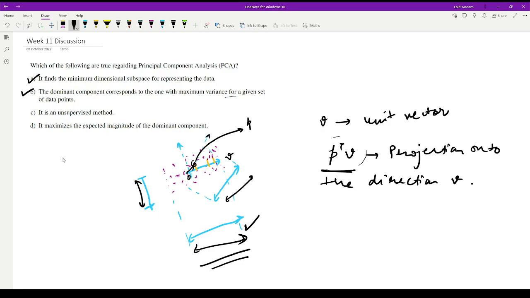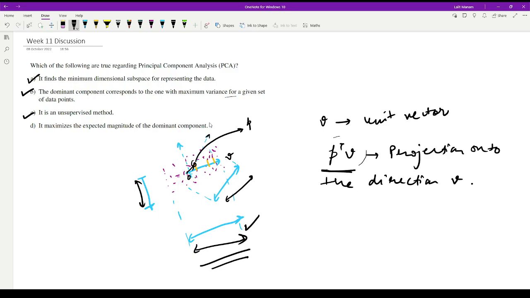Okay, so the next one is: it is an unsupervised method. What do you have to say about this? True. Why? Because there are no labels required, there is no supervision label out there, so it's unsupervised. So given a set of data, we just need to find a specific direction in which this P transpose V is maximized.